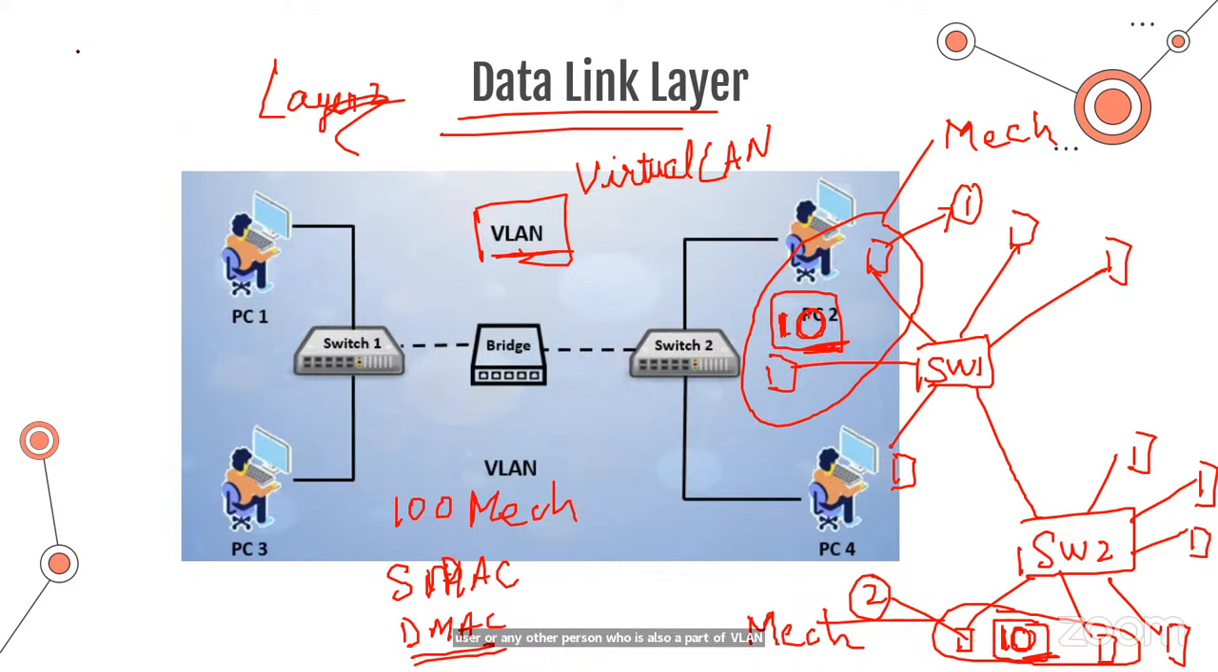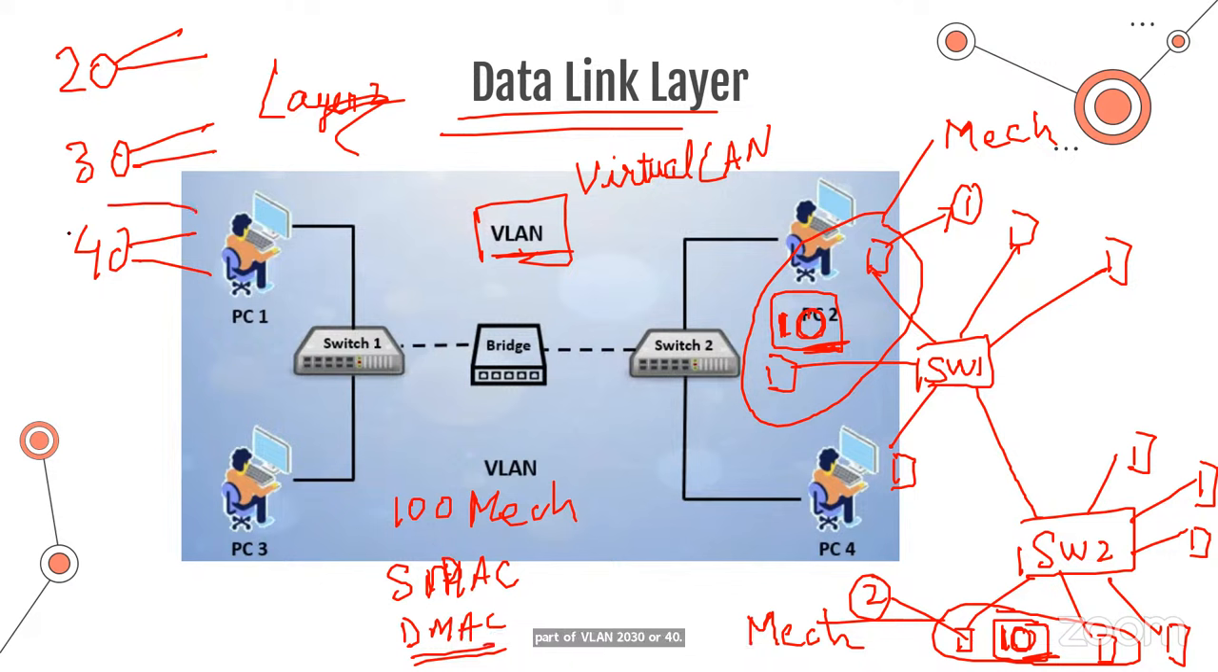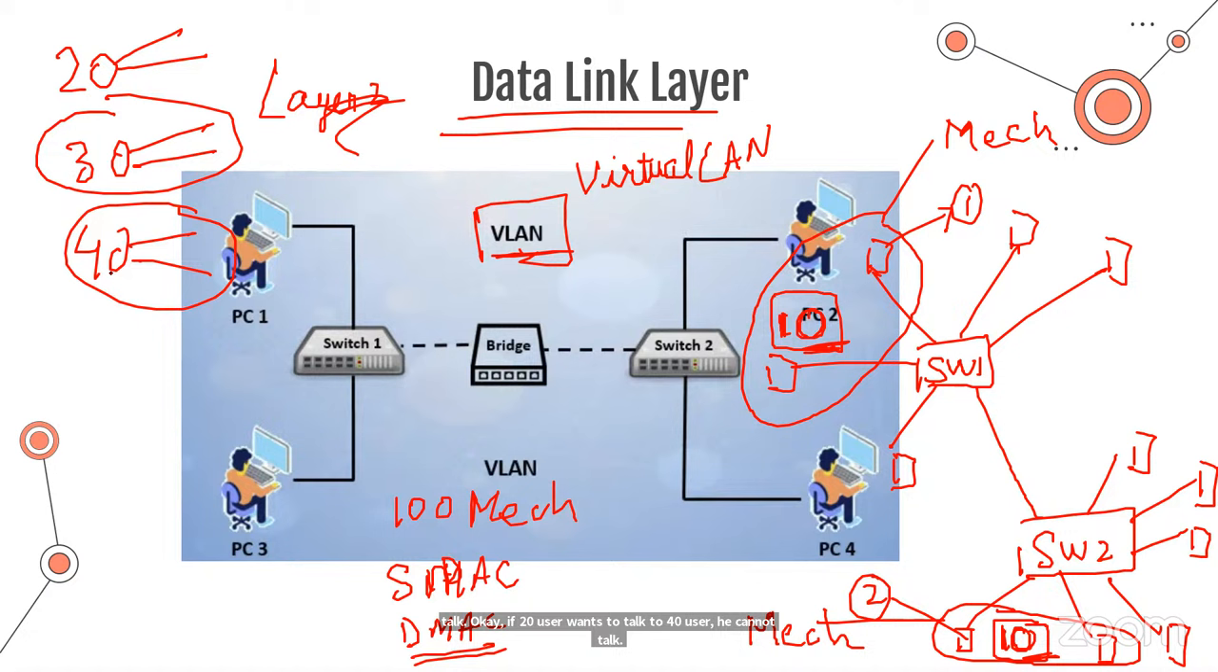Similarly, any other person who is a part of VLAN 20, 30, or 40 will be able to talk to any other user who is a part of VLAN 20, 30, or 40. Again, here what happened? There is privacy. Only users of the same VLAN can talk to each other. So if a VLAN 30 user wants to talk to a VLAN 40 user, he cannot. If a VLAN 20 user wants to talk to a VLAN 40 user, he cannot. So you have privacy, you have security as well.